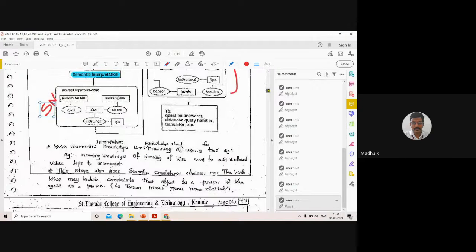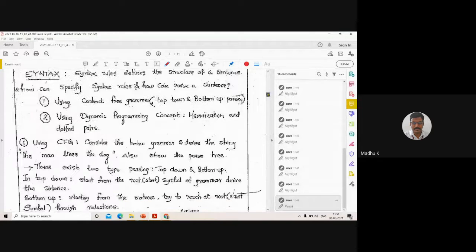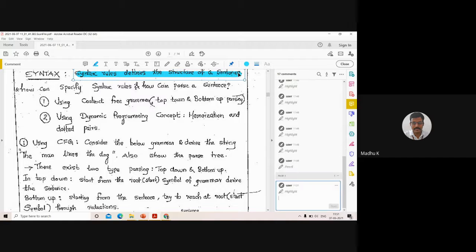Okay, so this is about this topic. Next, we want to go to the syntax. We are going to the section on syntax. Basically, every language should have a syntax. Syntax rules define the structure of a sentence. That is about the syntax rules, or syntax.